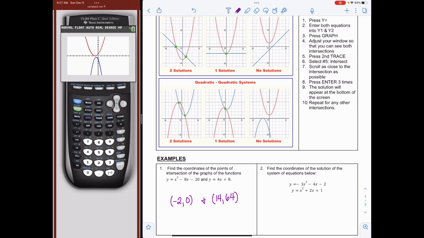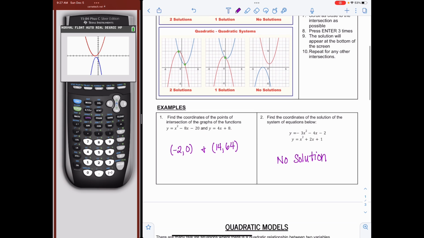So as you can see here, these two don't even touch, which means that here you have no solution because there is no point of intersection. A solution and a point of intersection are the same thing.